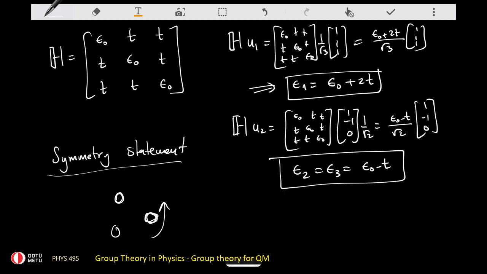All right, so therefore, that's the solution of the problem. We have found all the energy eigenvalues and the energy eigenvectors. So as a result, that's the end of the solution.